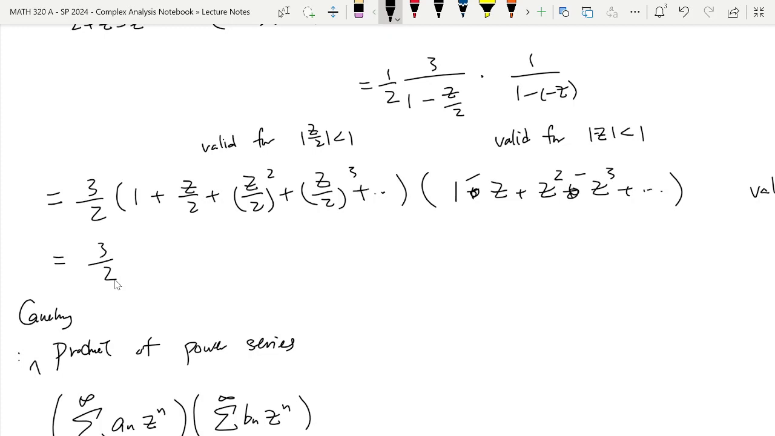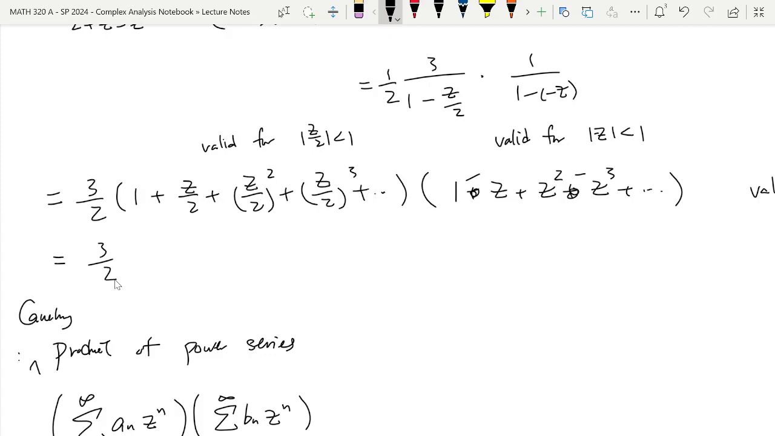This one? If you choose z over 2 here, then on the right hand side, which would you choose to multiply? Because of distributive law, you have to choose one of them. So if you choose z over 2, then you have to choose so that the product is a linear term, a z to the power 1 term.